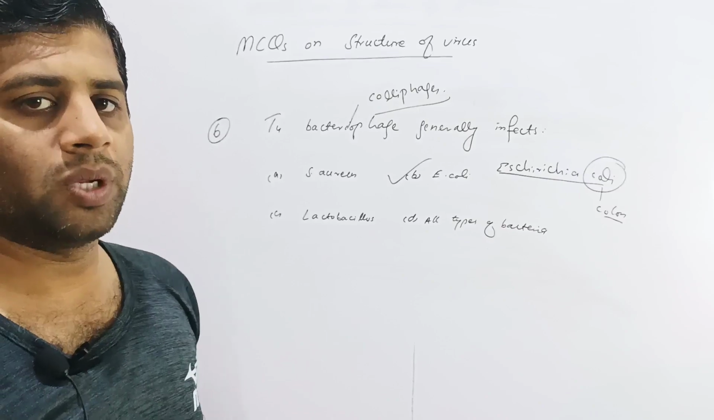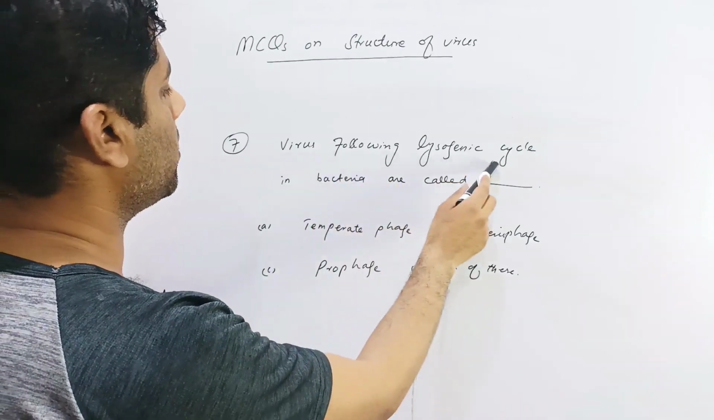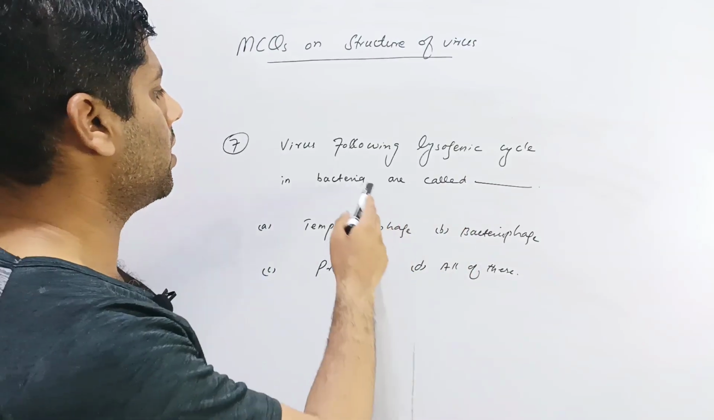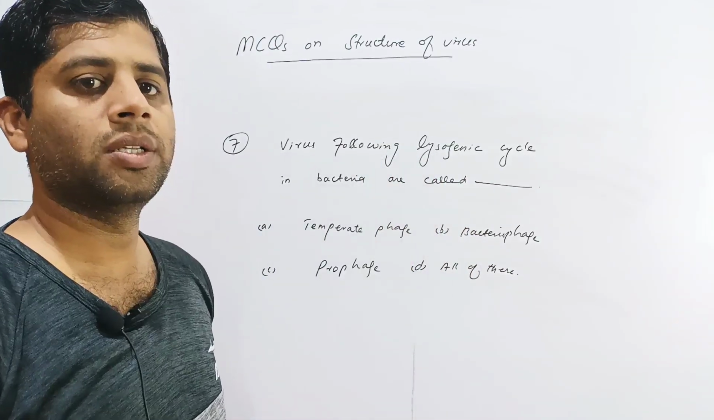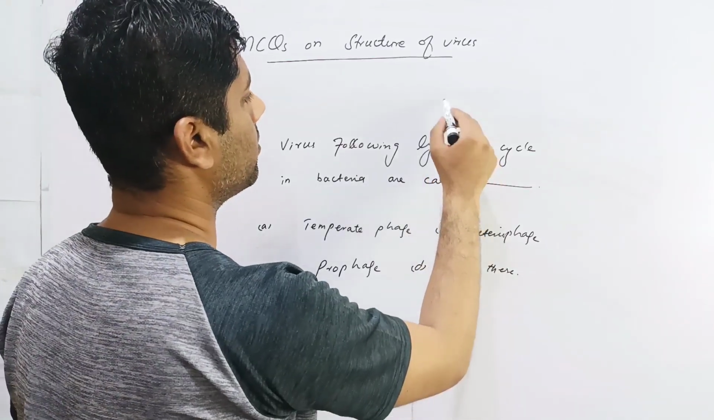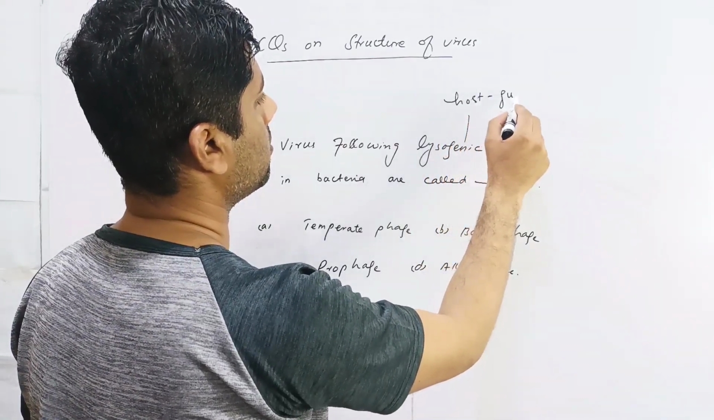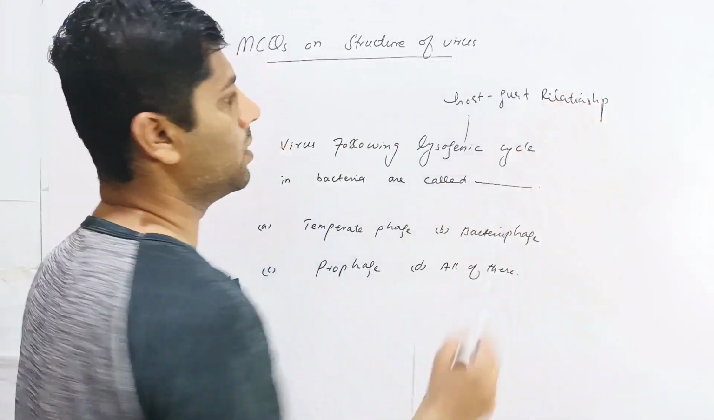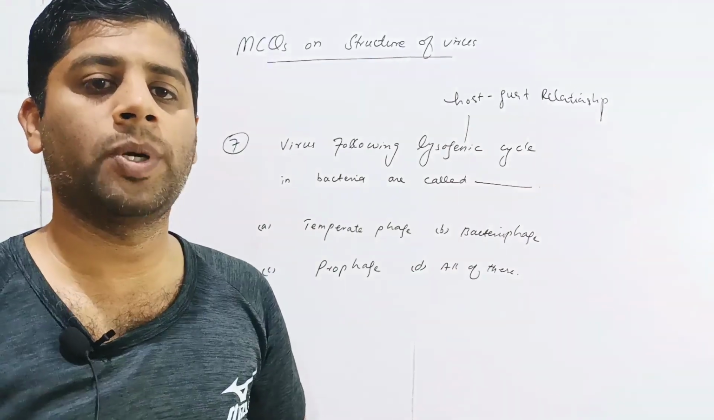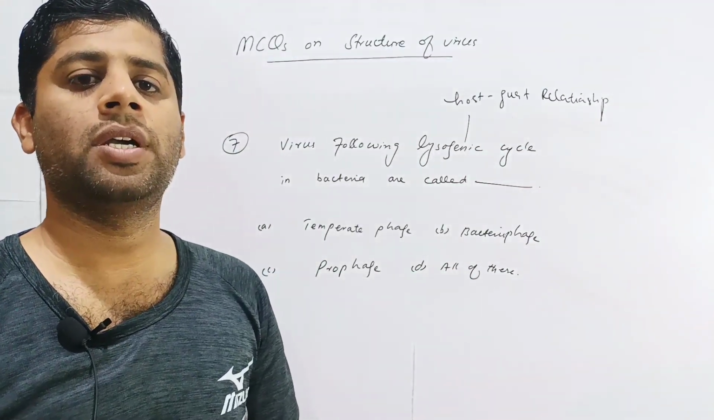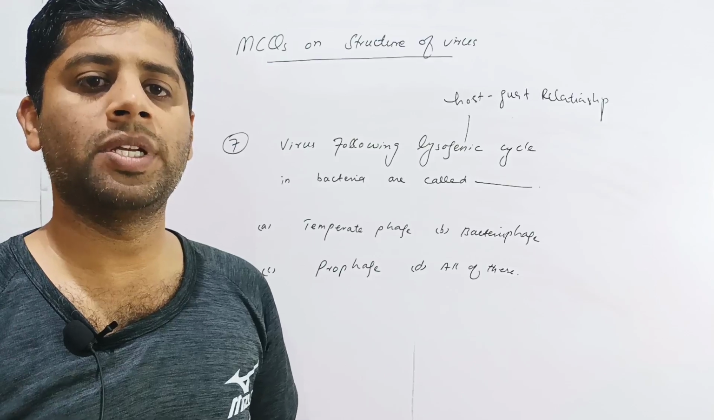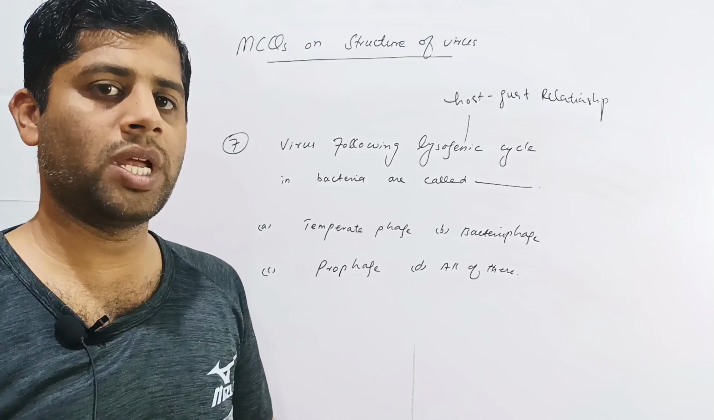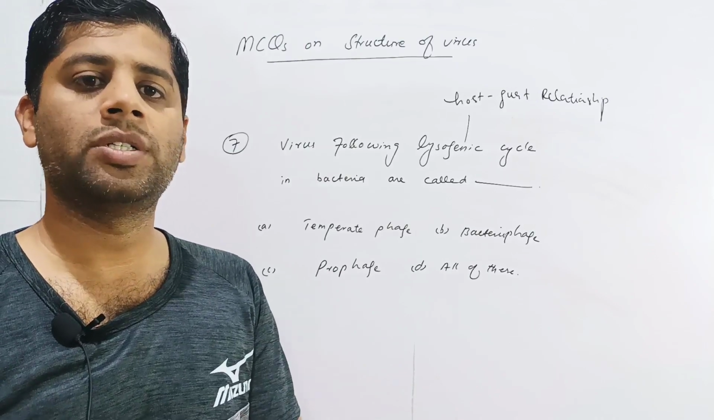Escherichia coli. Next question: viruses following the lysogenic cycle in bacteria are called. The viruses in this question are following the lysogenic cycle, the host-guest relationship. This is a type of life cycle of bacteriophage in which the bacteria and the bacteriophage are living in harmony without harming each other. So this is called the lysogenic cycle, in contrast to the lytic cycle in which the bacteriophage splits or breaks down the bacterial cell.